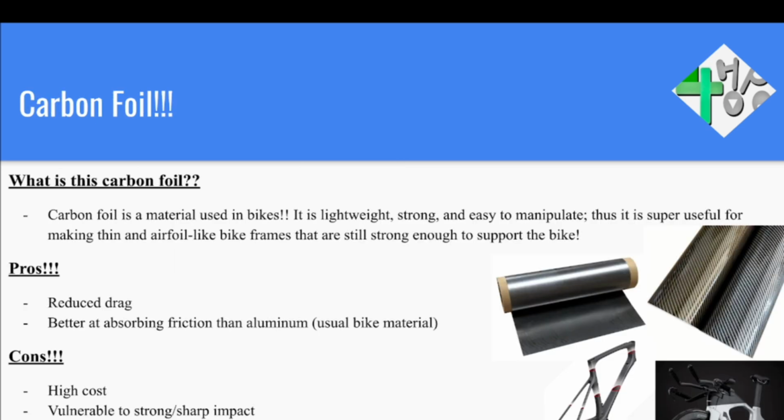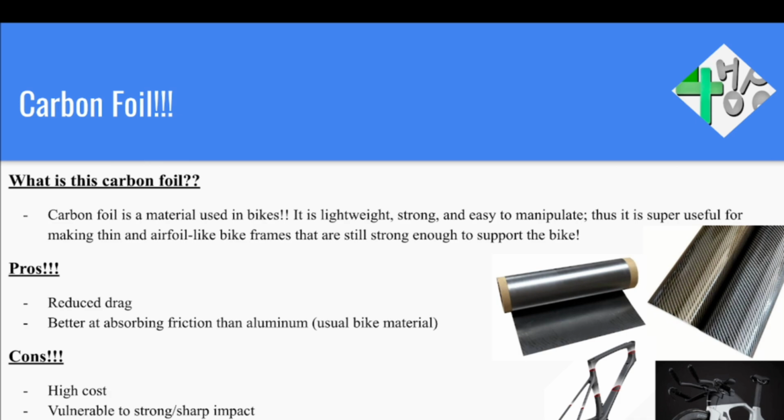So carbon fiber. Yes, carbon fiber is in fact one of them. What is this carbon fiber? Carbon fiber is a material used in bikes. It is lightweight, strong, and easy to manipulate. So thus it's super useful for making thin and airfoil-like bike frames that are still strong enough to support the bike. The pros of this are that there's reduced drag. It's better at absorbing friction than aluminum, the usual bike material. In that case, that would mean that the drag is also going to be reduced. If you can absorb the friction, you can also absorb the drag.